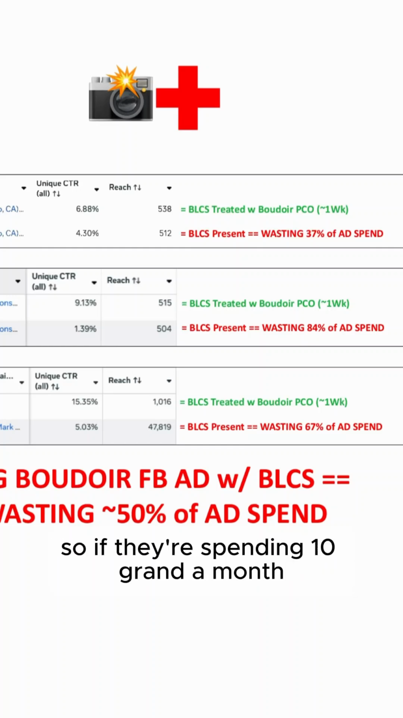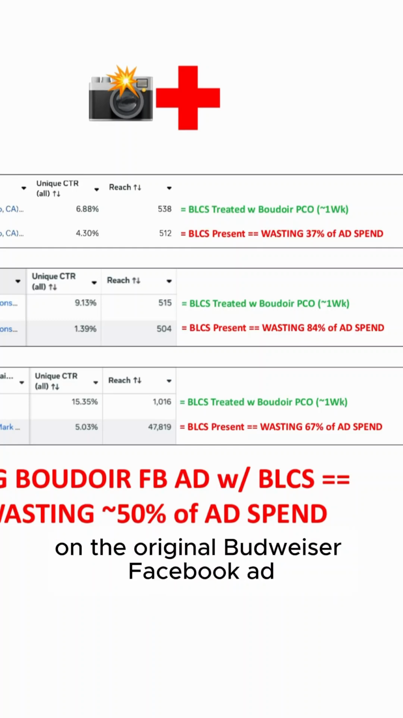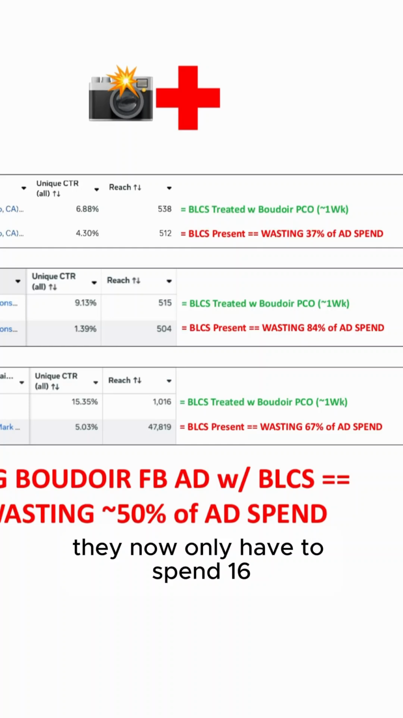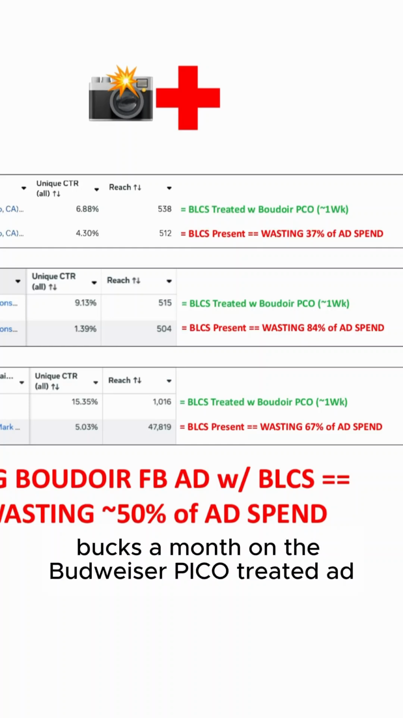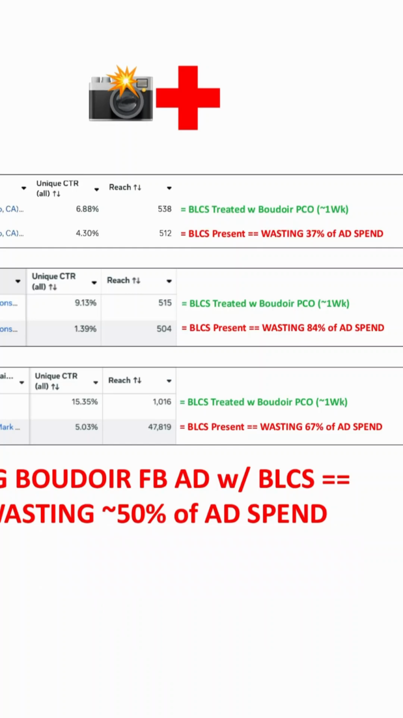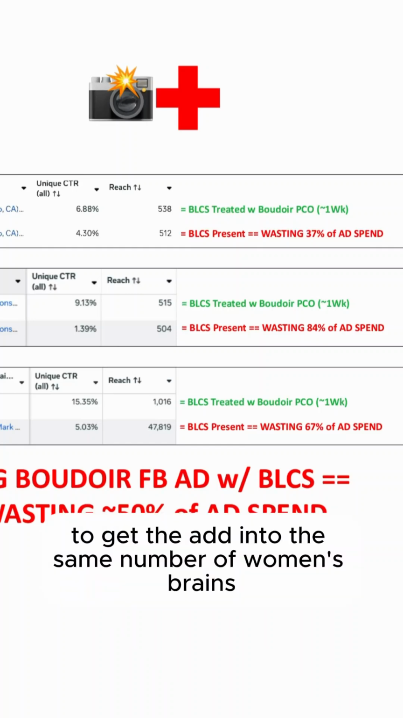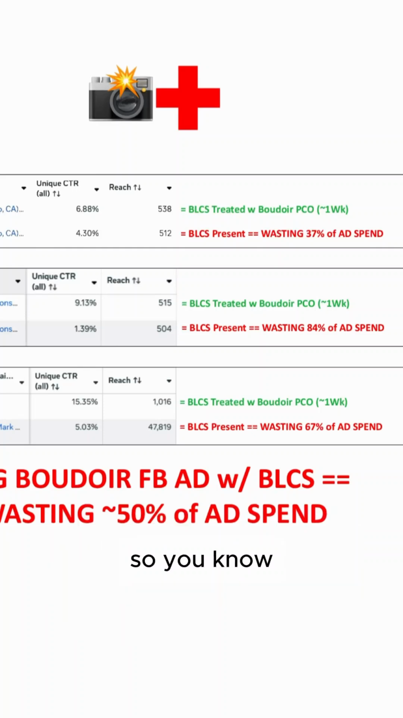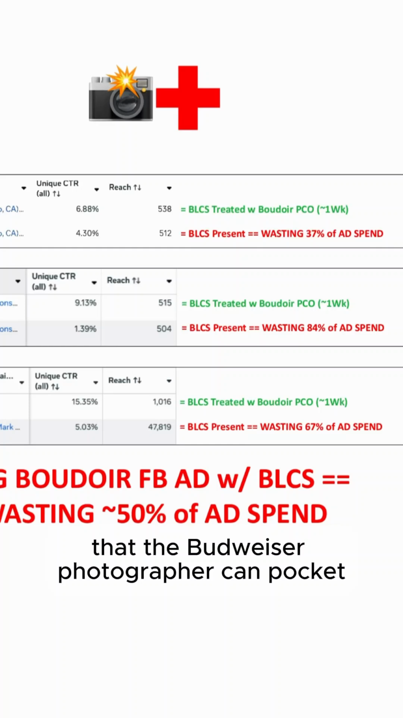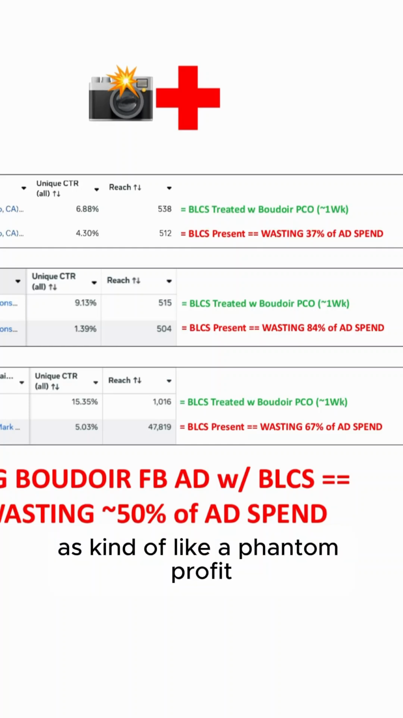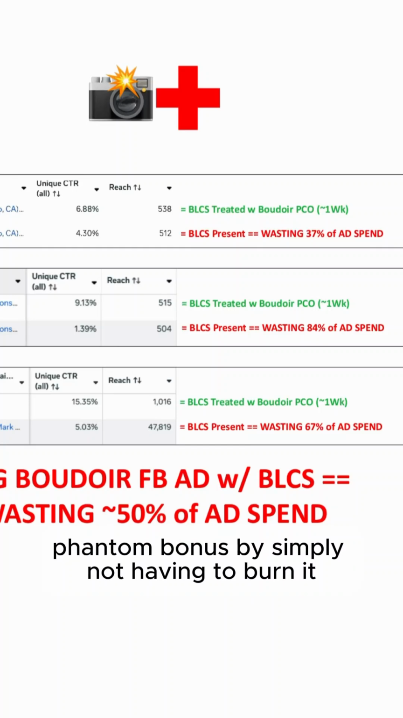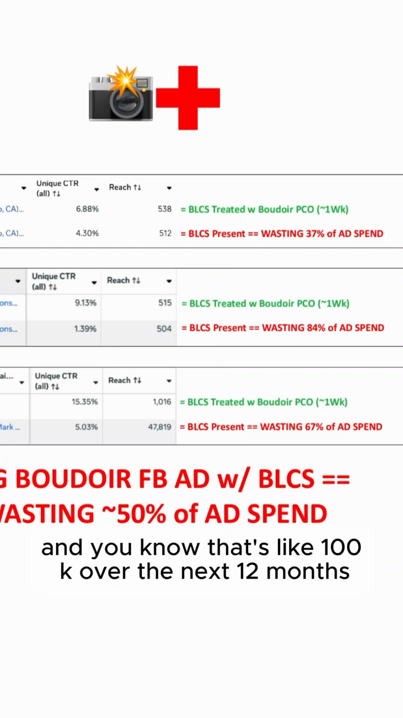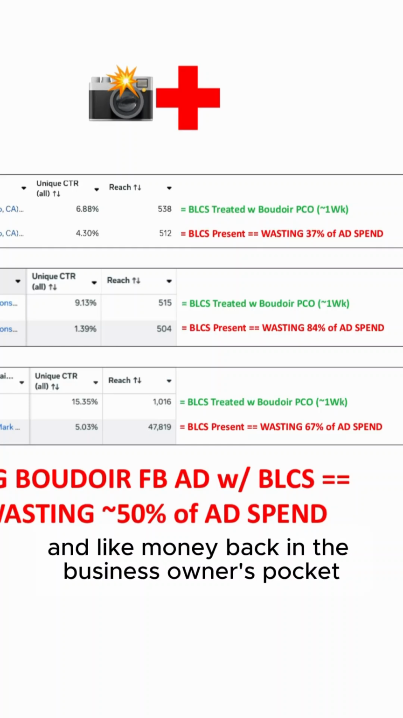So if they're spending 10 grand a month on the original Boudoir Facebook ad, they now only have to spend $1,600 a month on the Boudoir Pico treated ad to get the ad into the same number of women's brains. So, massive efficiency here. So that's $8,400 a month, literally, that the Boudoir photographer can pocket as kind of like a phantom profit, phantom bonus by simply not having to burn it. And that's like 100K over the next 12 months in money back in the business owner's pocket.